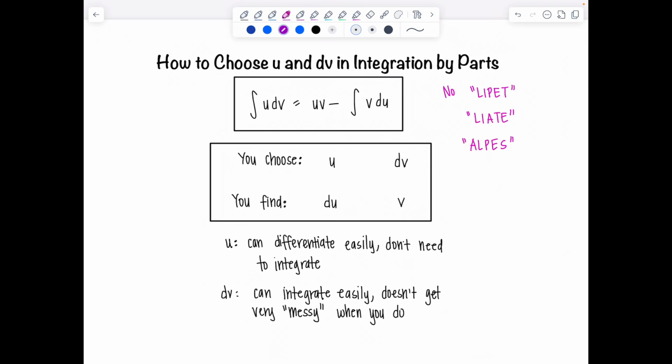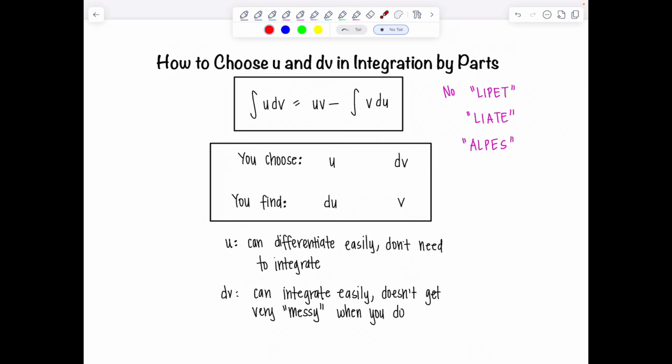Now, personally, I don't use any of them. Don't get me wrong, those acronyms can be helpful when you're first learning integration by parts. But if you understand the purpose of the technique, you really don't need to memorize a bunch of letters. Plus, there's always exceptions. So here's the idea.